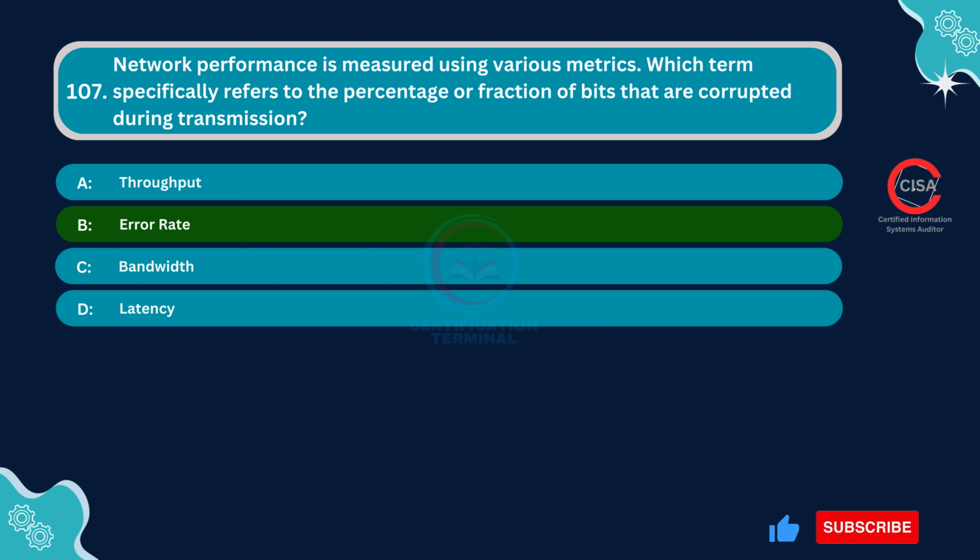Error rate measures the ratio of corrupted bits received to the total number of bits transmitted over a communication channel. It's expressed as a percentage or fraction, indicating the prevalence of errors within the data transfer. This metric helps assess data integrity and identify potential network issues that might be causing data corruption.